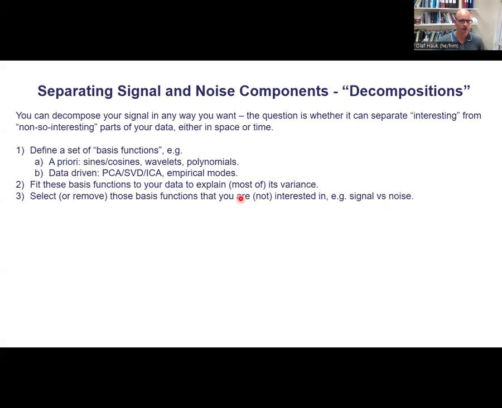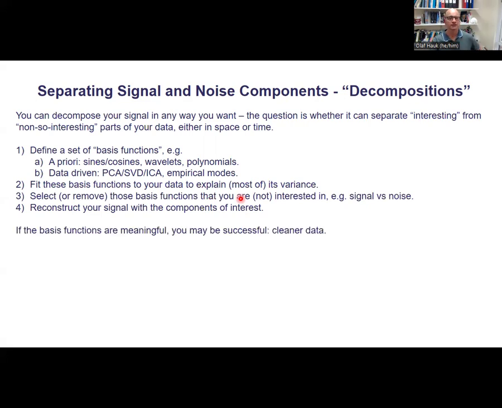Might be just visual inspection or a priori knowledge, or maybe you have some independent criteria, like you use EOG channels to determine eye blinks and things like that. And once you've decided what's noise, then you simply throw that away and you reconstruct your signal with the components of interest. And hopefully then you have clean signal. So that, of course, works if you've chosen your basis functions correctly, or if your ICA, for example, decomposed your data in a meaningful way.